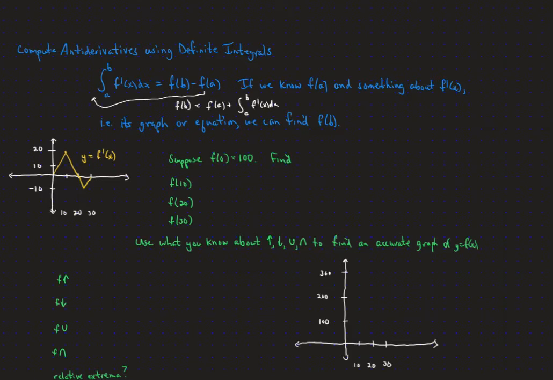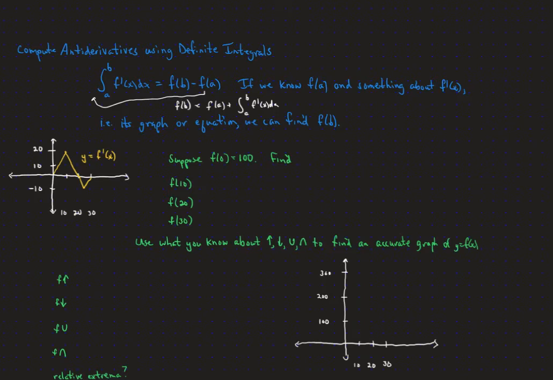So if we have a graph, we can use an area argument. If we have an equation, we can try to do it more analytically or algebraically. Okay, let's see what we can do here. We have here the graph of f prime in yellow, and we know that f of 0 is 100. Can we find f of 10?